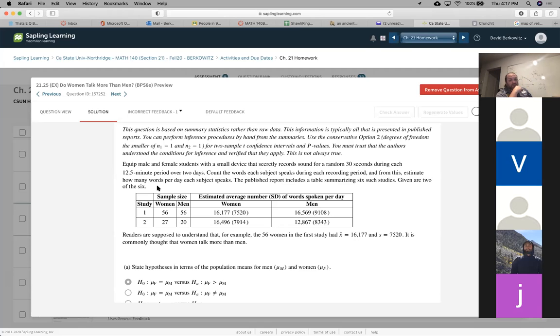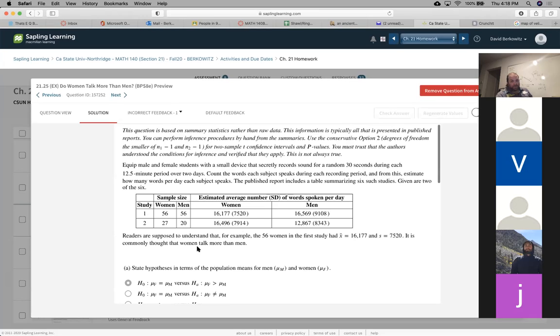The published report includes a table summarizing 6 such studies, and given are 2 of the 6. We have study number 1, 56 women, 56 men. Here's the women's average, and here's the men's average. Study 2, 27 women, 20 men, women's average, men's average. And readers are supposed to understand that, for example, the 56 women in the study had an x bar, an average of this, and a deviation of this.